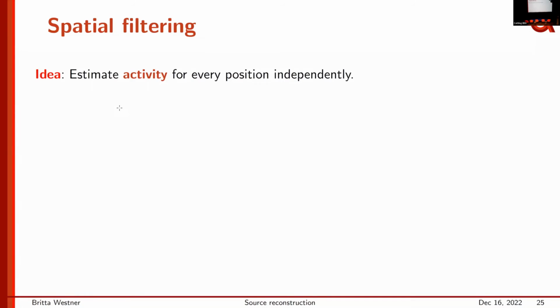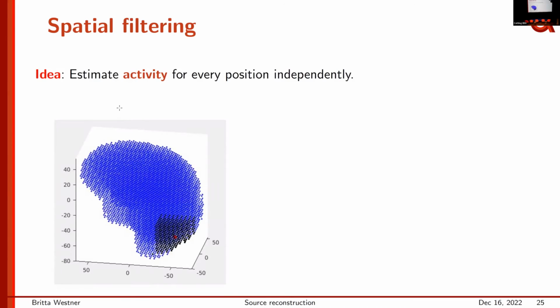So the idea of spatial filtering or beamforming is to estimate activity for every position independent of all other positions in the brain. So we said for minimum norm estimation, we want to simultaneously find one solution for the whole brain in one go. Here we step from source point to source point, one after the other, and build one spatial filter for each of those source points independently of the filter for the next source point.